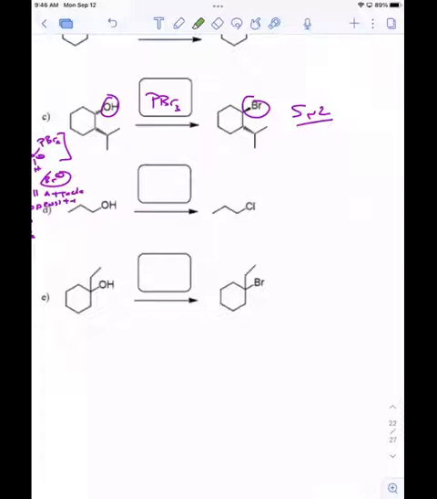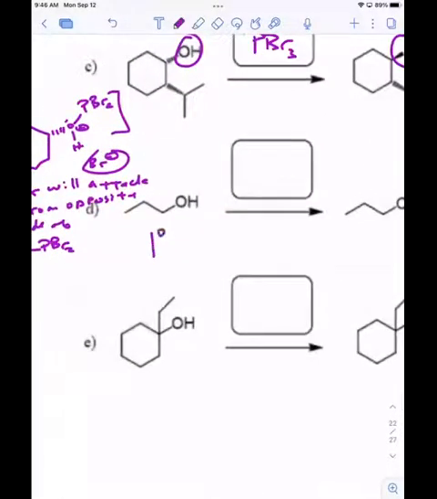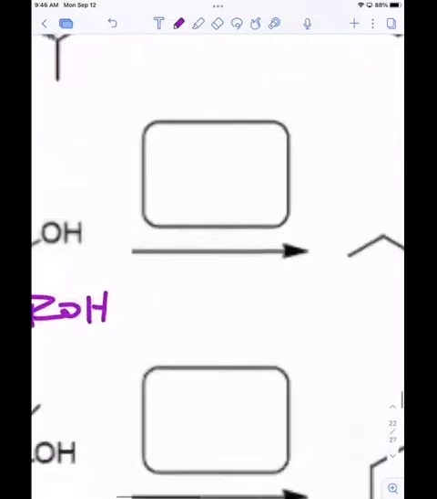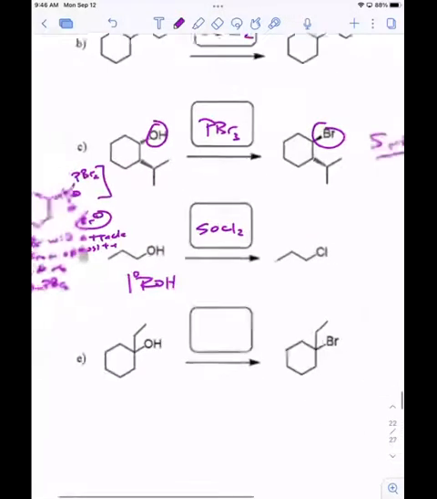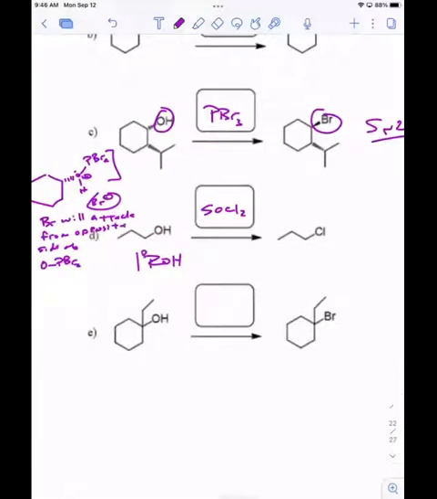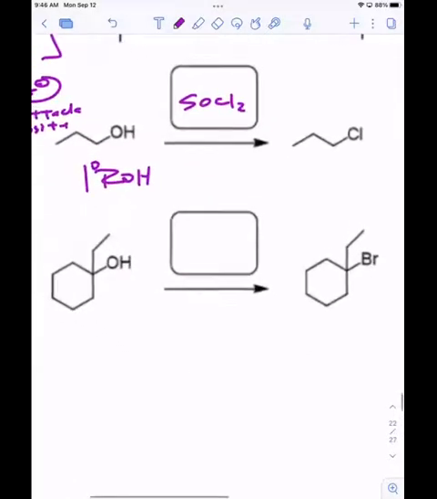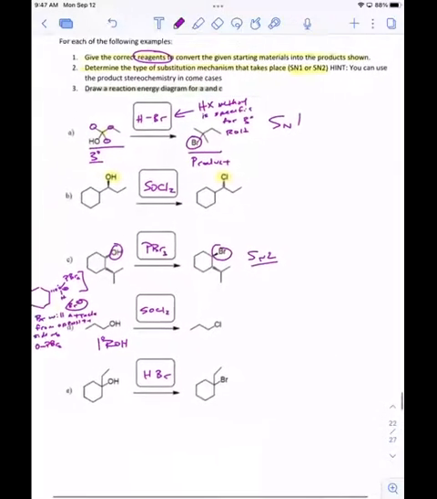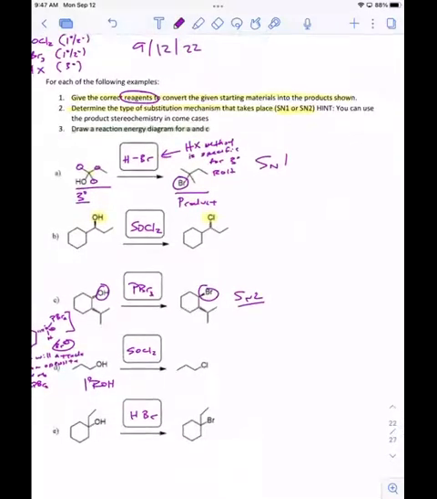It's a primary alcohol. That tells me what method to use. It's SOCl2. Good. Thionyl chloride. All right. What about the last one? Tertiary alcohol. I converted it into a tertiary alkyl halide. That's the HX. Good. And what would X be in this case? Bromine. Yeah, good. So this will be HBr. Good. All right, so it asks us to draw a reaction energy diagram for both A and C.